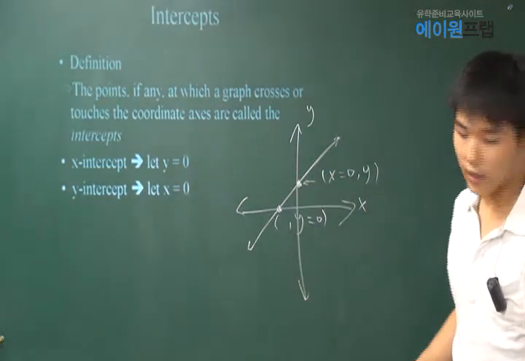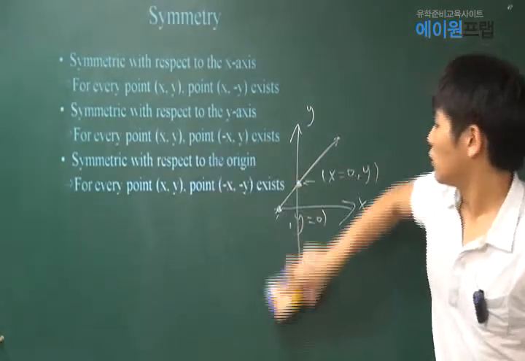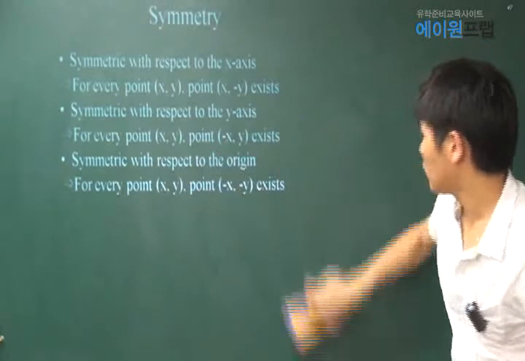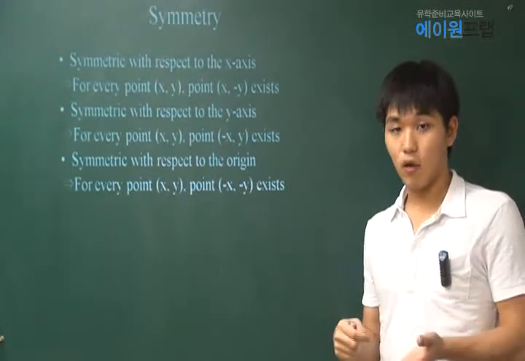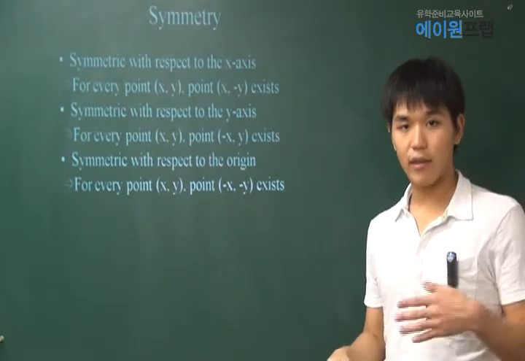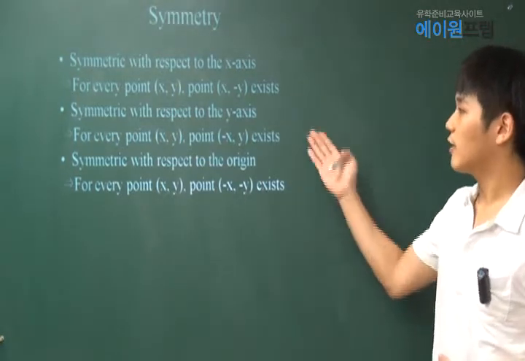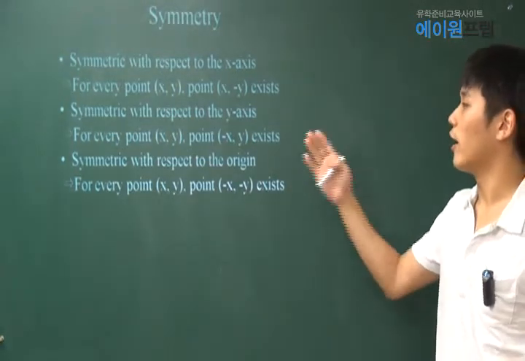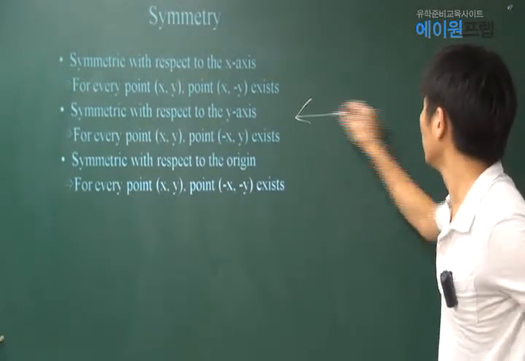Let me show you again in the next example how to do this. In just a second, let me talk about symmetry. Now, symmetry means, hopefully you guys know the literal meaning of symmetry, that it reflects or copies itself. When we say symmetric with respect to the x-axis, it means that for every point (x, y), the point (x, negative y) exists. So let me show you that on the graph again.